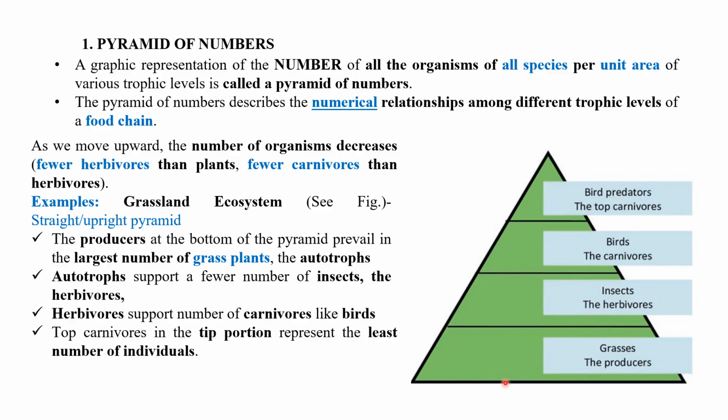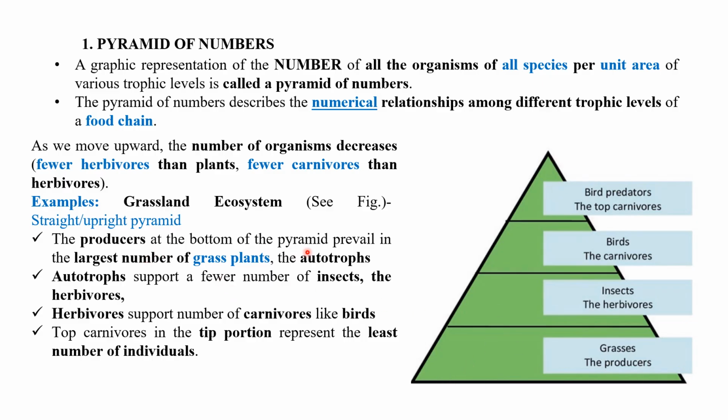As we move upward from bottom to top, the number of organisms decreases: fewer herbivores than the plants. Bottom is the plants, the producers, then fewer herbivores, and fewer carnivores than the herbivores. Example: grassland ecosystem. The ecological pyramid of numbers has been explained by this diagram for a grassland ecosystem. It is also called a straight and upright pyramid.